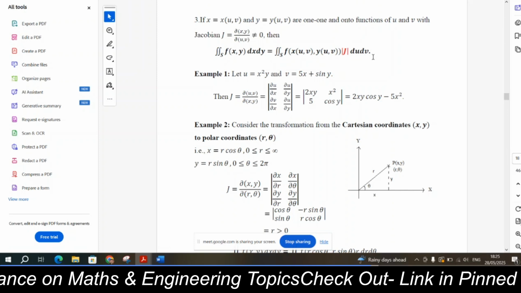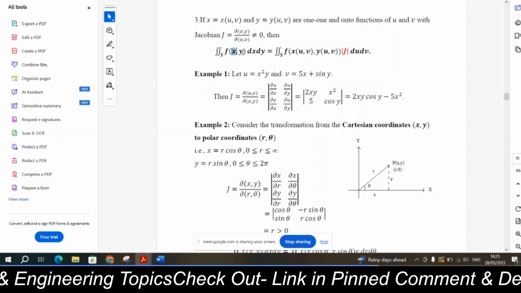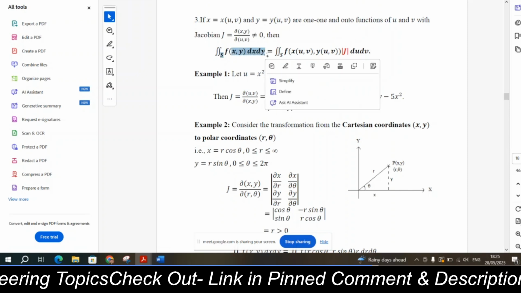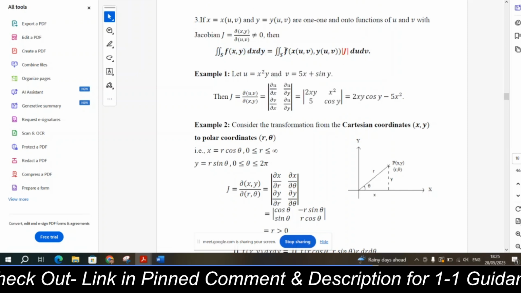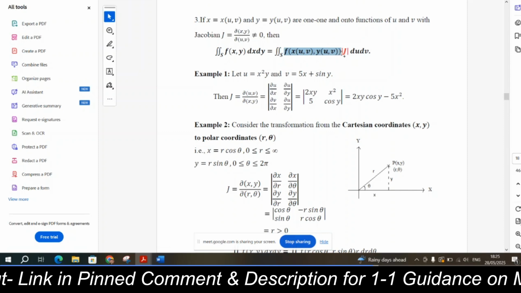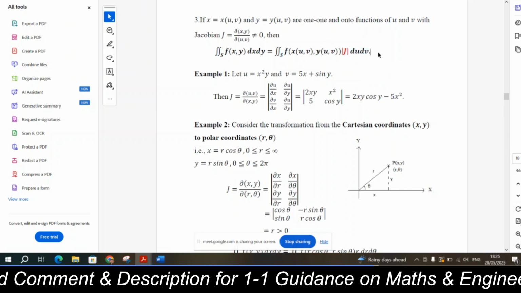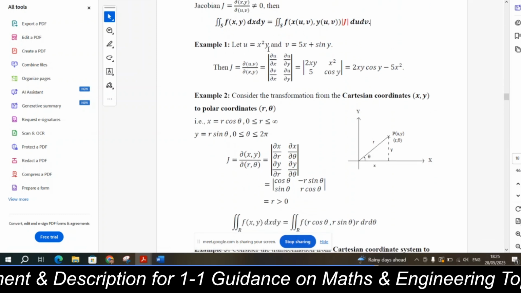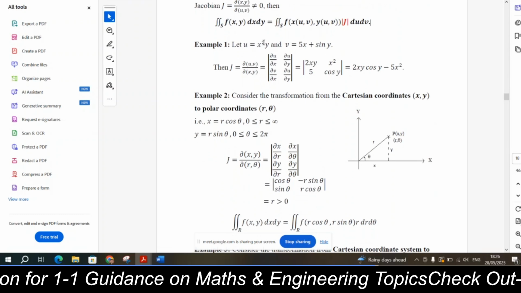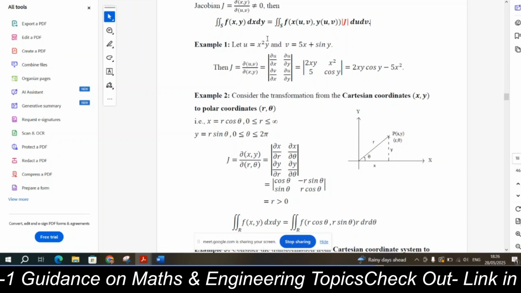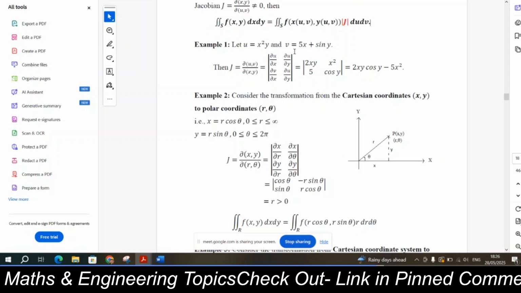If x is equal to x(u,v) and y is equal to y(u,v) are 1-to-1 and onto functions of u and v with Jacobian not equal to 0, then the double integral of f(x,y) dx dy is the double integral of f with the Jacobian, du dv. So basically, if you have a function of x and y, and because we know x and y are already functions of u and v, you can replace the function with the Jacobian and du dv, the new variables.